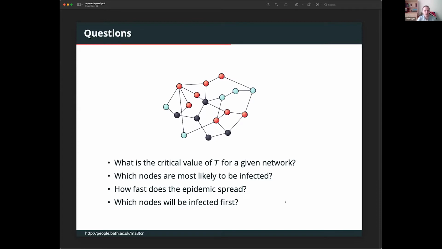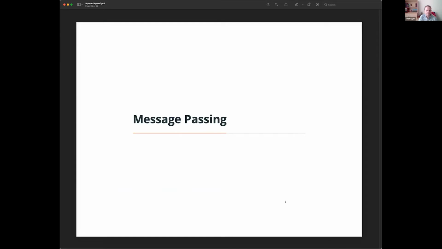And I'm going to use some applied maths to try and get at this. And the method is called message passing. And message passing is, sorry, essentially.